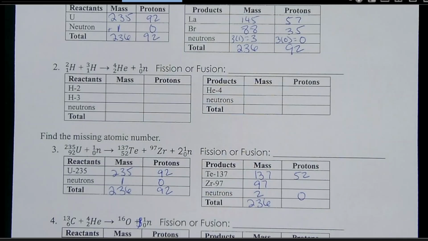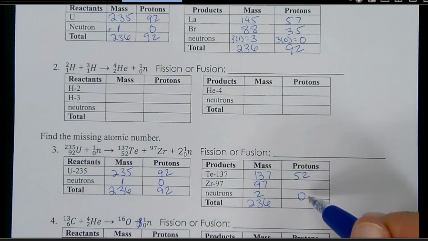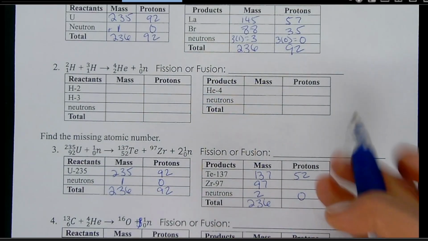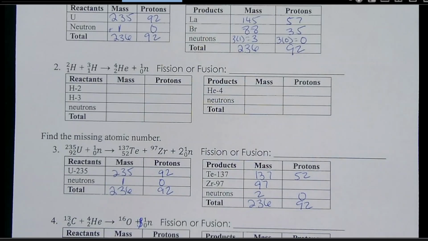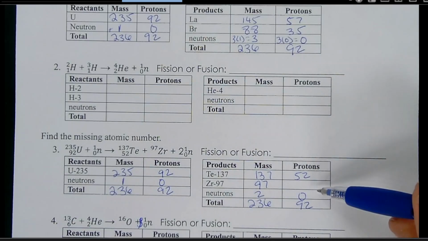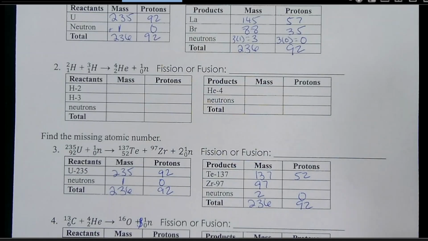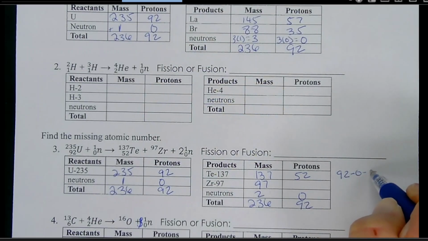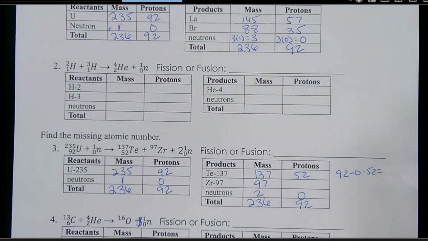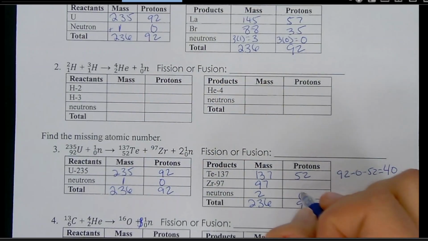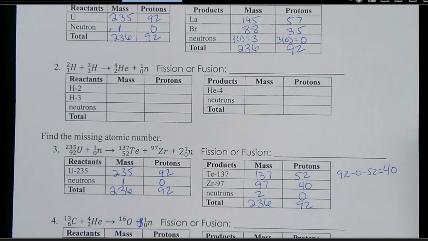Okay, and it does. Now, this one I already know because it's conserved, the total has to be 92. And since I usually add these together to get 92, I need to go backwards, which means I need to do the opposite of addition, which is subtraction. So to find this one, I'm going to do 92 minus 0 minus 52. And when I do that, I should get 40. And that should be my missing one.